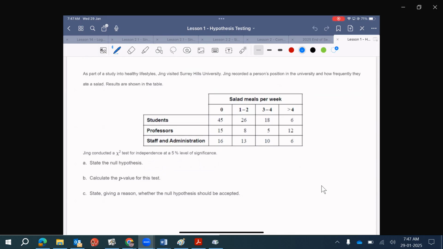As part of a study into health styles, Yin visited Surrey Hills University. Yin recorded a person's position in the university and how frequently they ate salad. Results are shown here in the table. So Yin conducted a chi-squared test for independence at a 5% significance level. What will the null hypothesis be? Have a go at writing this one down.